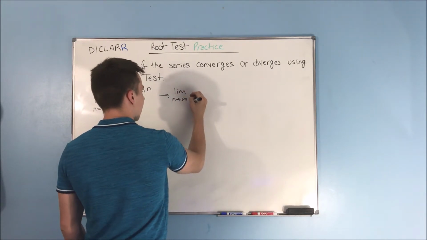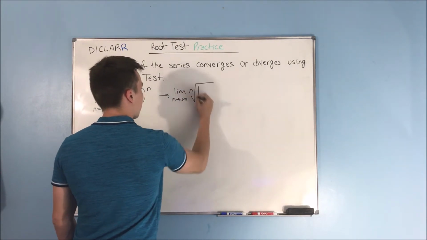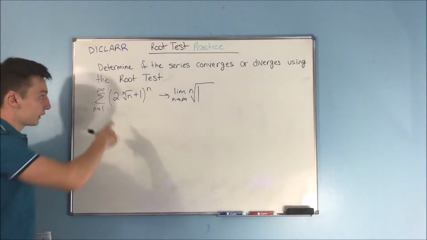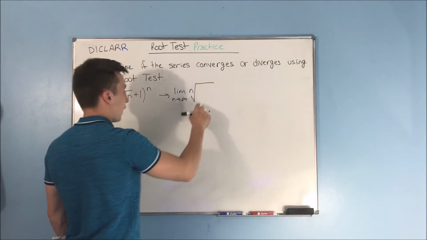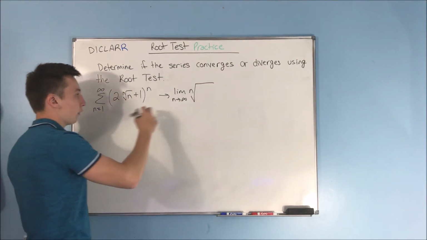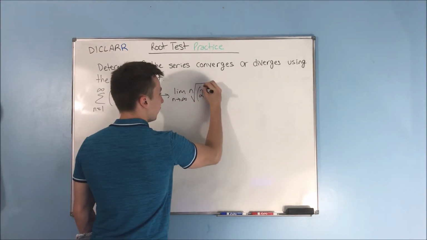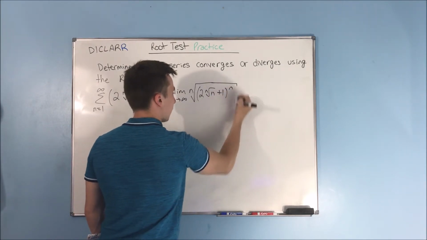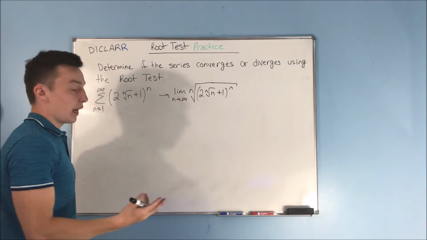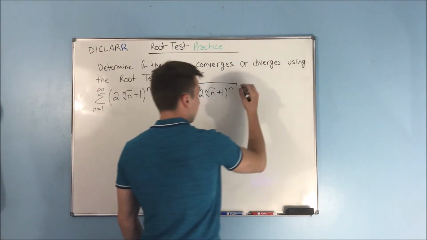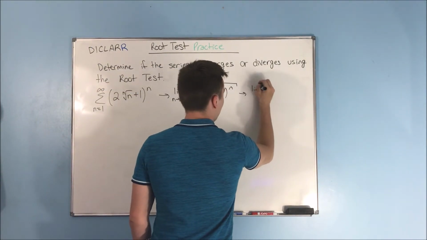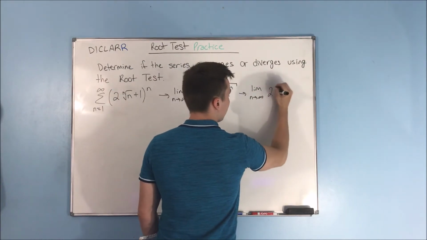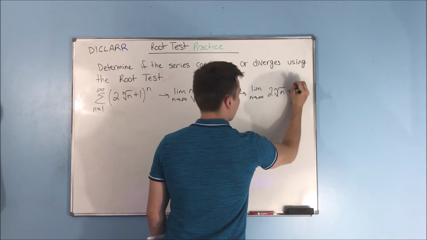Take the limit as n approaches infinity of the nth root of the absolute value. We actually don't even need the absolute value here because this is all positive, so I can just get that out of here. This is the nth root of (2 times the nth root of n, plus 1) raised to the n. The n cancels out with the nth root, so we get the limit as n approaches infinity of 2 times the nth root of n, plus 1.